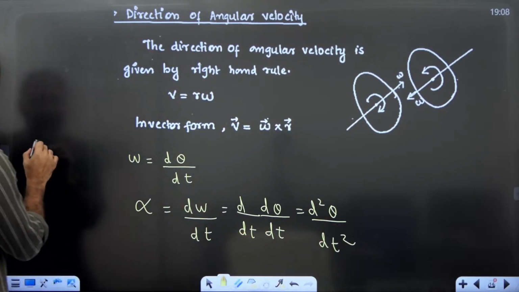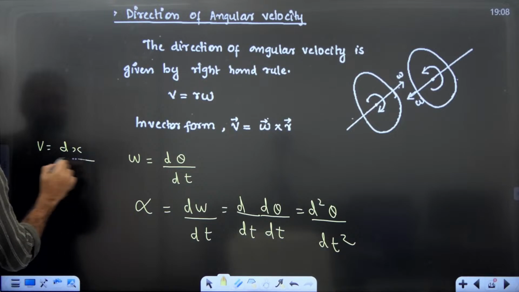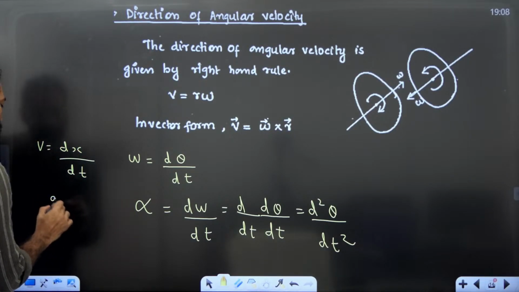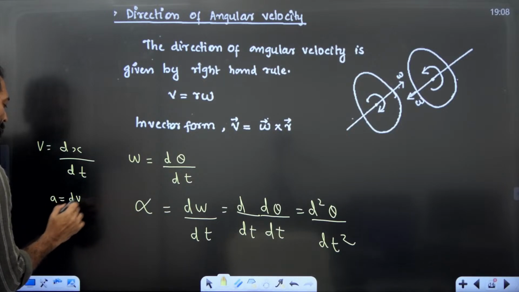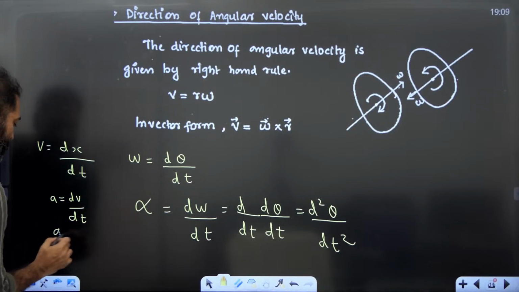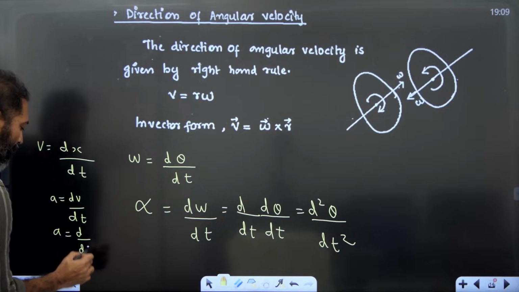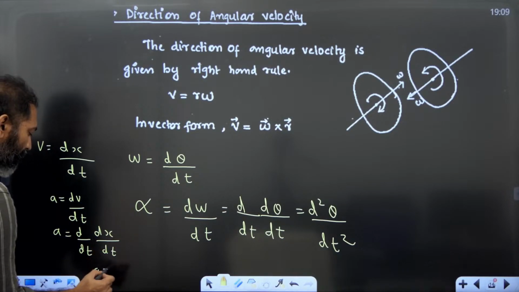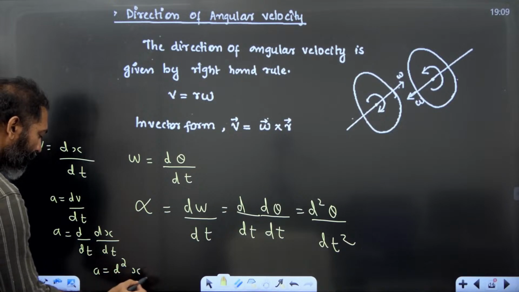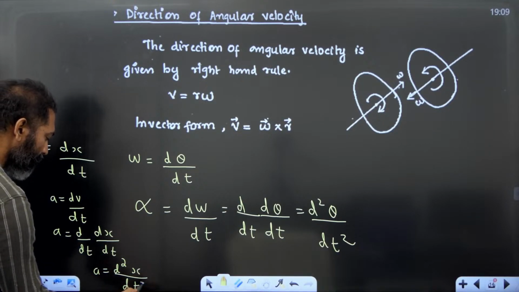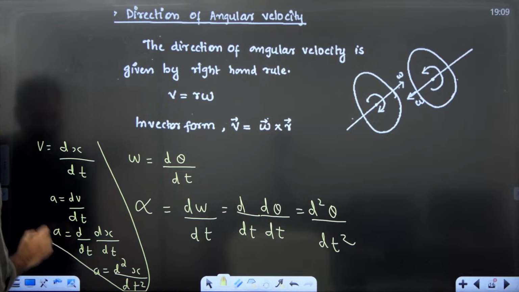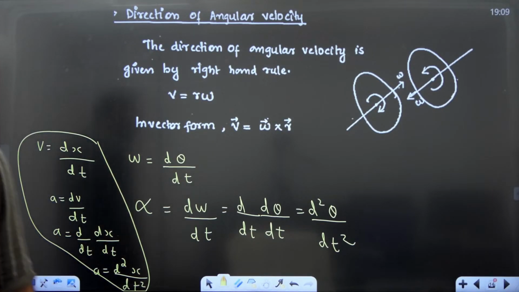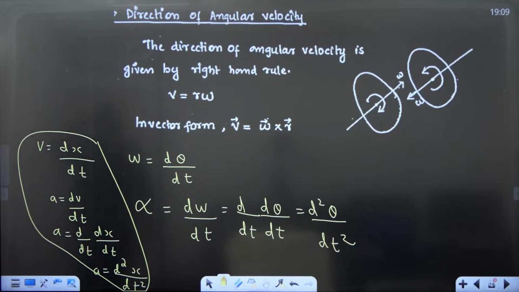What is linear velocity? v is dx by dt. In translatory motion, we have velocity dx by dt. In acceleration, we have dv by dt, which is d by dt of dx by dt. So acceleration is equal to d square x by dt square. Note it down.